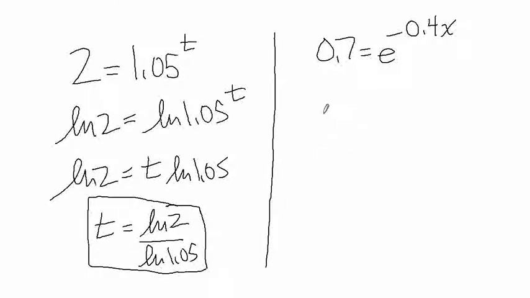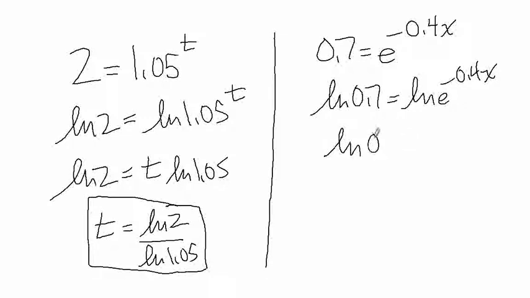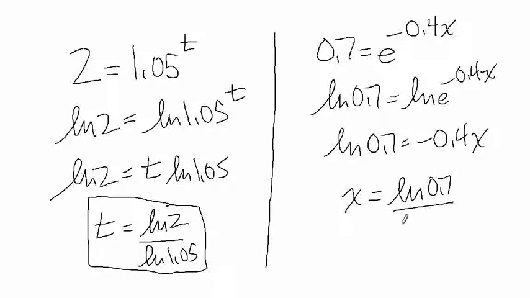All right, I'll go ahead and do that now. So the natural log of both sides. And this one is nice because the natural log of e raised to anything is just that anything, in other words, the exponent. So the natural log of 0.7 equals minus 0.4x. So x is the natural log of 0.7 divided by minus 0.4.